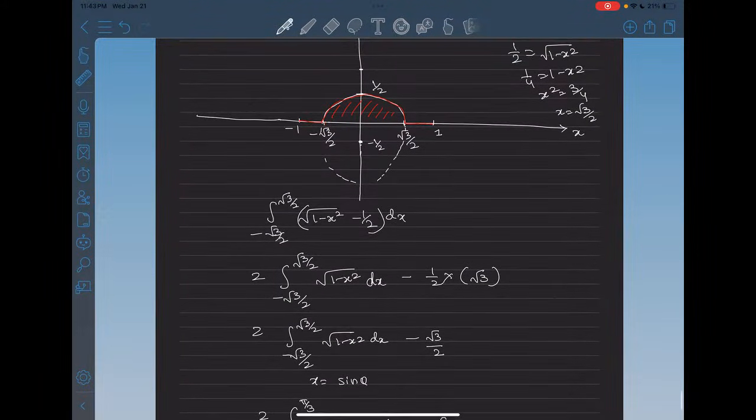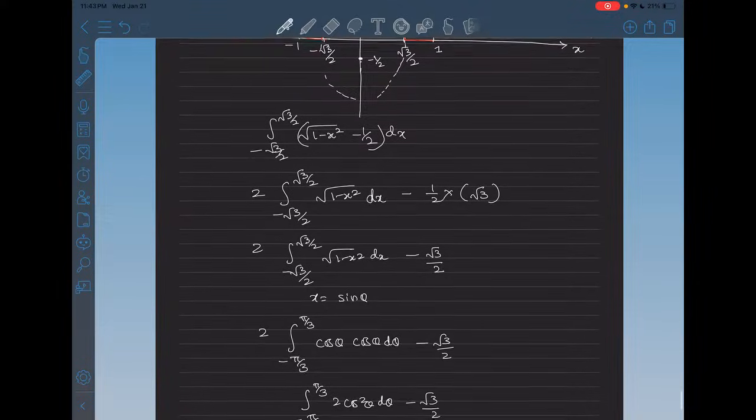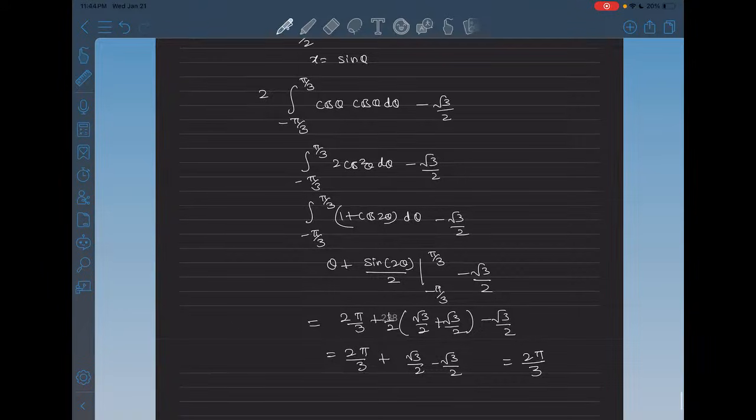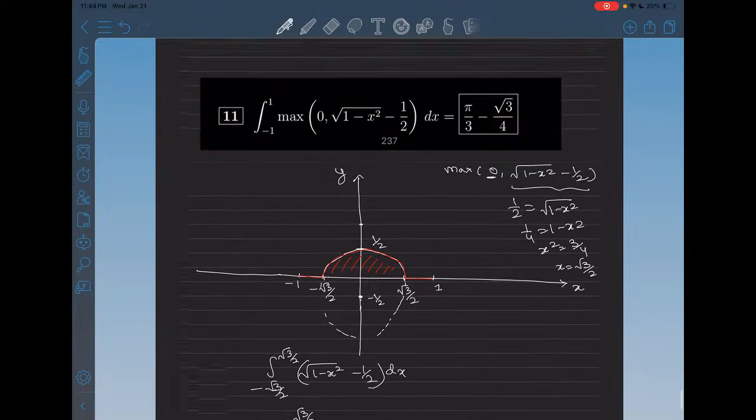Okay, yeah, so this goes from minus root 3 over 2 to root 3 over 2. And then, anyone, guys? Anyone? Okay, let me look at it carefully.